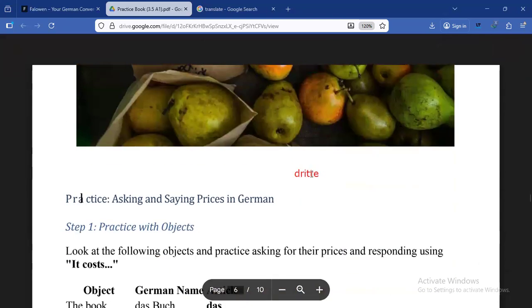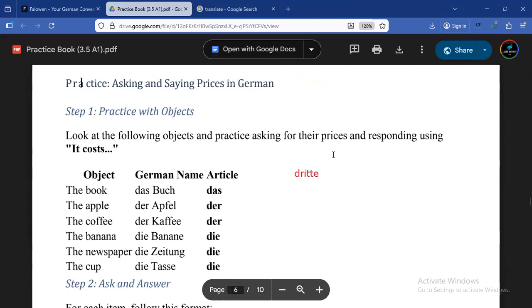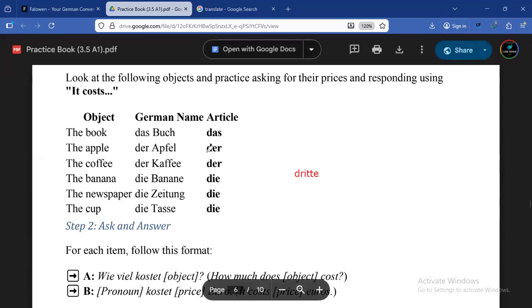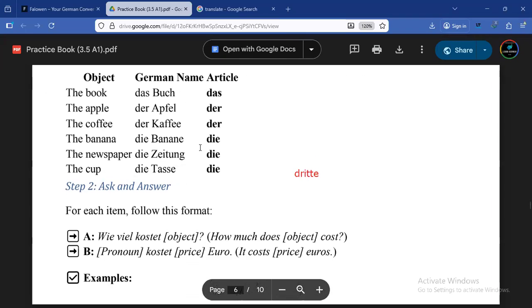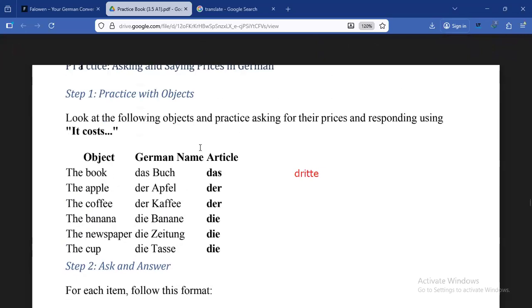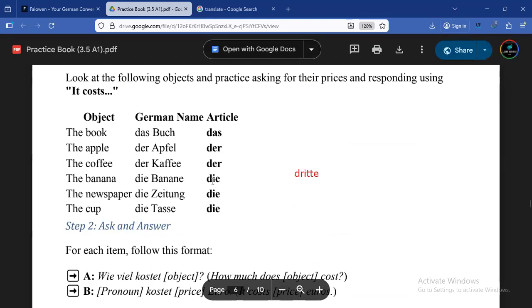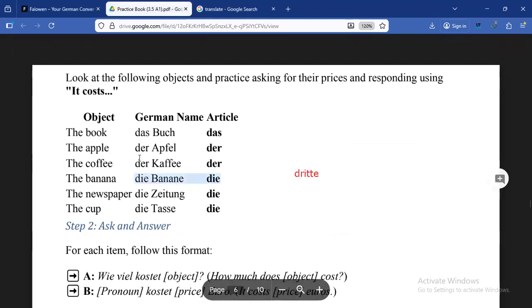So let's also assume that you are in Germany, and you are working in a shop. You have these products: das Buch, der Apfel, der Kaffee, die Banane, die Zeitung, and die Tasse. And so you enter a shop, and you want to ask for the price of a banana. How will you ask that in German?